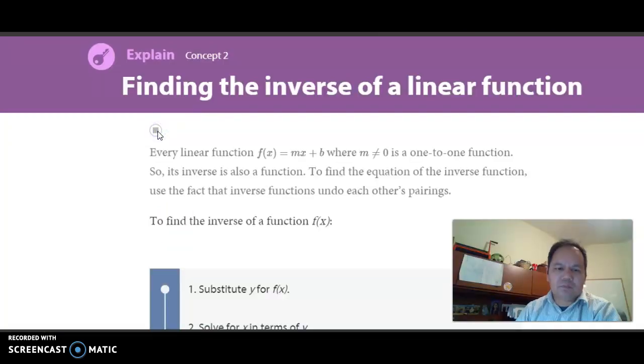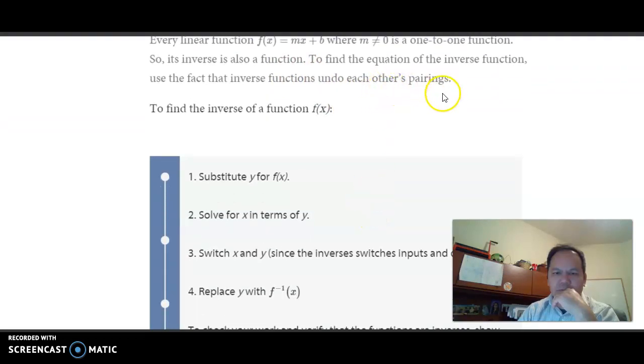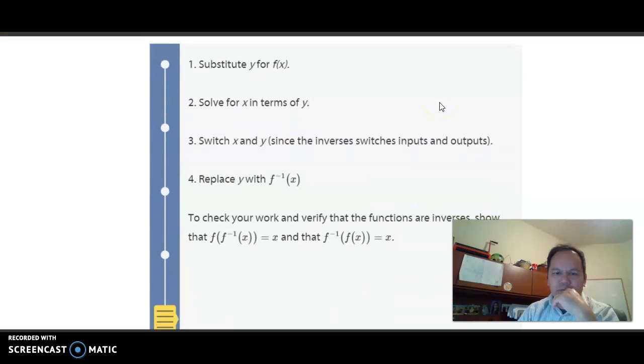Every linear function f of x equals mx plus b, where m is not equal to 0, is a one-to-one function, so its inverse is also a function. To find the equation of the inverse function, use the fact that inverse functions undo each other's pairings. Substitute y for f of x, solve for x in terms of y, switch x and y. Since the inverse switches the inputs and the outputs, then you replace y with f inverse of x.